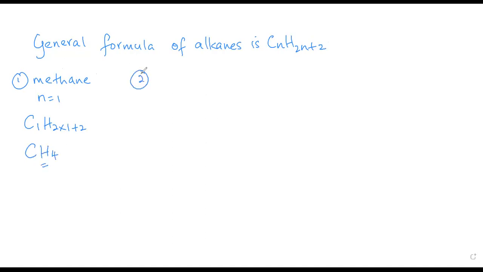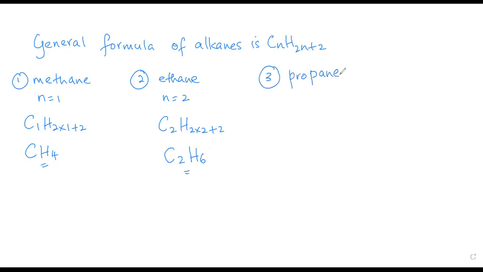Okay, now ethane, n is equal to 2. So C2, H 2 times 2 plus 2, is C2H, 2 times 2, 4, 4 plus 2, 6, C2H6. Then propane, n is equal to 3. Now I want you all to find out the molecular formula for propane and also for butane. Butane, n is equal to 4.